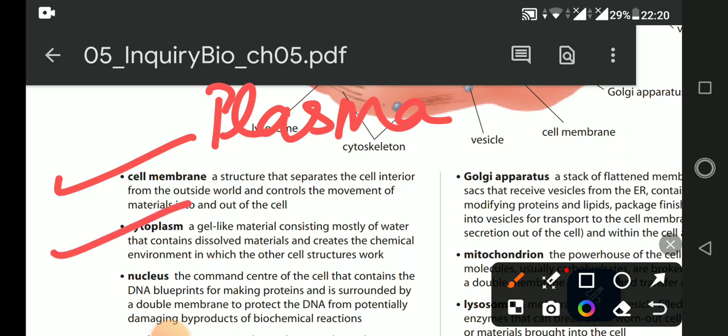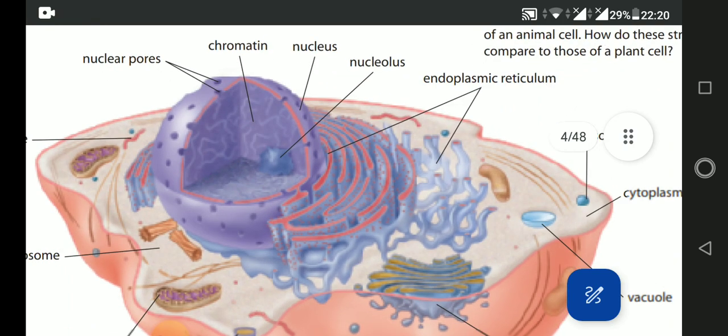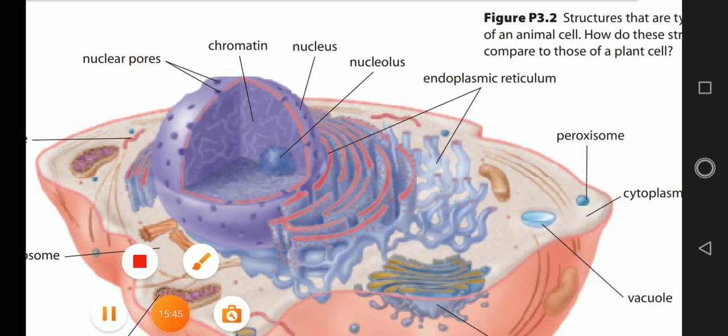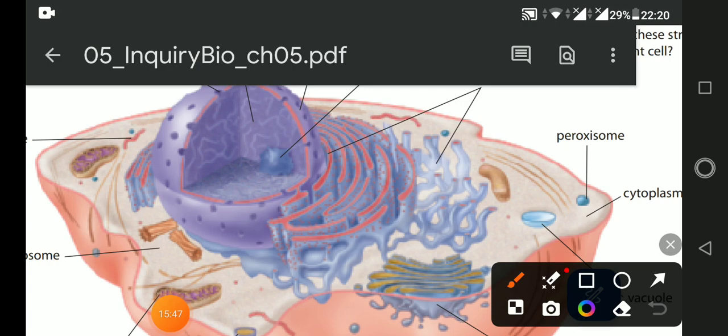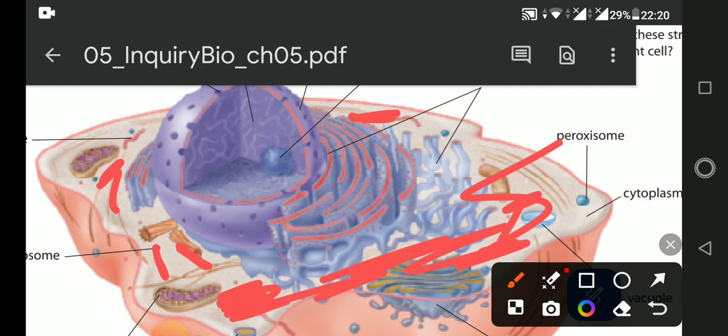Next we have cytoplasm. You can see this white background substance, creamish background substance present in the cell. This is actually jelly-like liquid, and this jelly-like liquid is holding all the organelles or different parts of the cell.